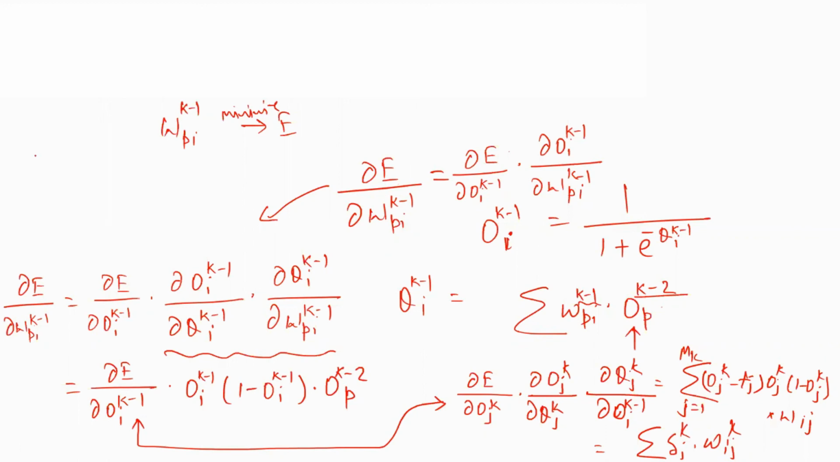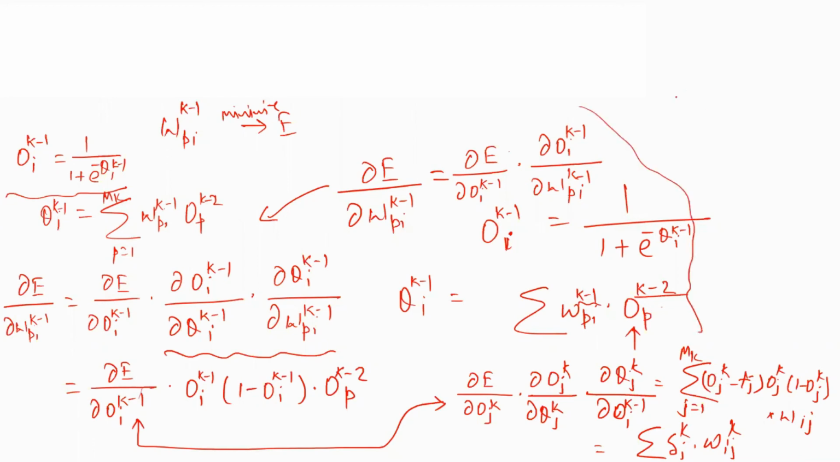Previously we had defined that O I k minus 1 equals 1 by 1 plus e to the power minus theta I k minus 1. This was a defined one. Also, we can give theta I k minus 1 equals the summation of W P I k minus 1 into O P k minus 2 for p equals 1 to m k. Similarly, what we did here is replacing this one with this one.